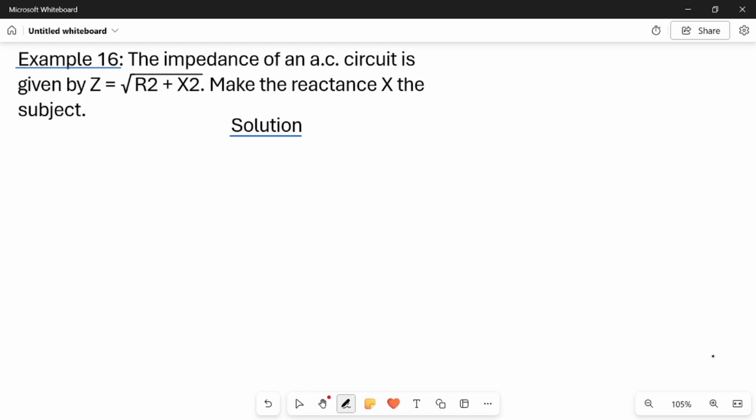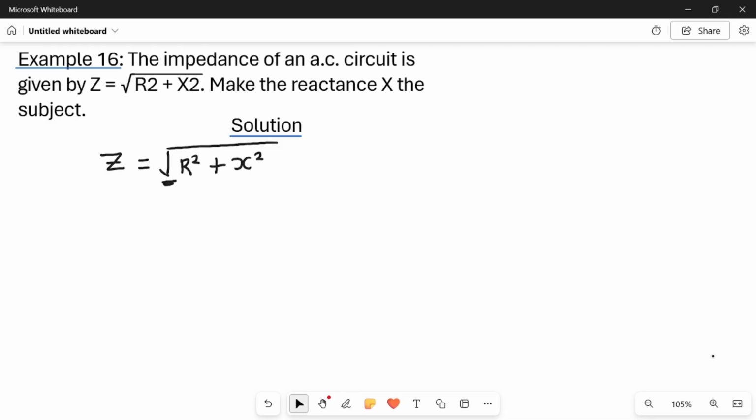Well, let's write down our question. Z equals square root of R square plus X square. And they say we should make X the subject of the formula. So the first thing we'll do is to eliminate the square root sign. That's this over here. We'll eliminate it.